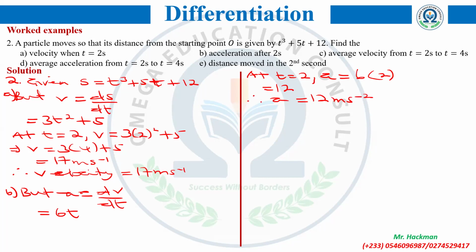So after this, the rest of the questions, you should be able to deal with. So now we are left with C, which talks about the average velocity. So now let's see what we are going to do. For C, but v average will be equal to, we said, the change in displacement over the change in time. So it will be s sub 2 minus s sub 1 all over t sub 2 minus t sub 1. All correct.